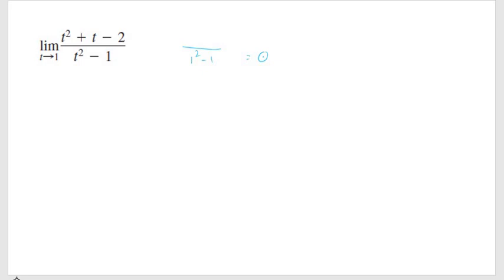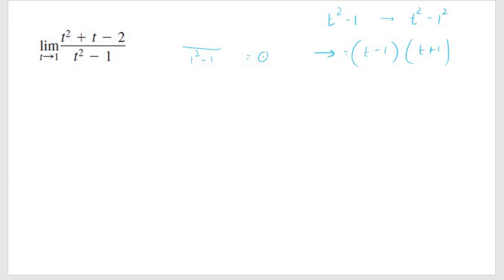Though the function is not defined, we have seen that we can still find the limit. To find the limit, we have to factorize this. Let's just take the denominator. We know that t squared minus 1 is a difference of squares, so we can write this as t minus 1, t plus 1. So we have factorized the denominator.